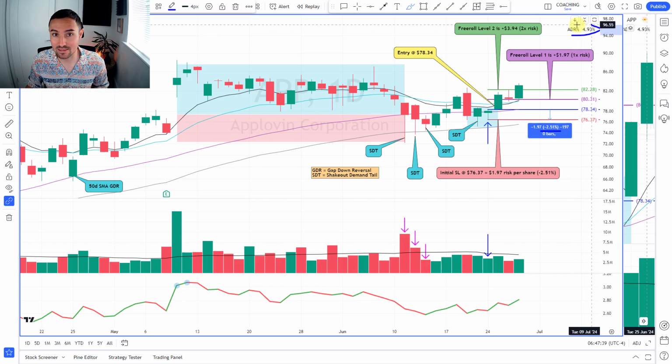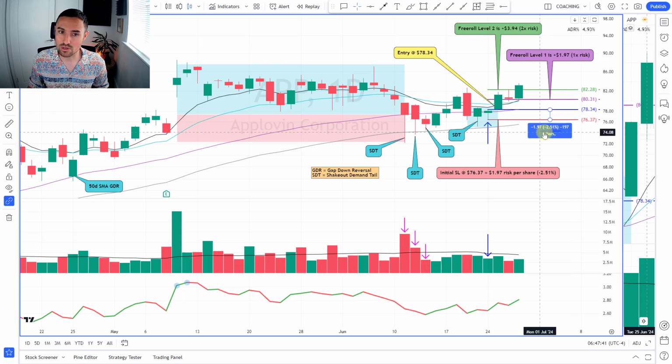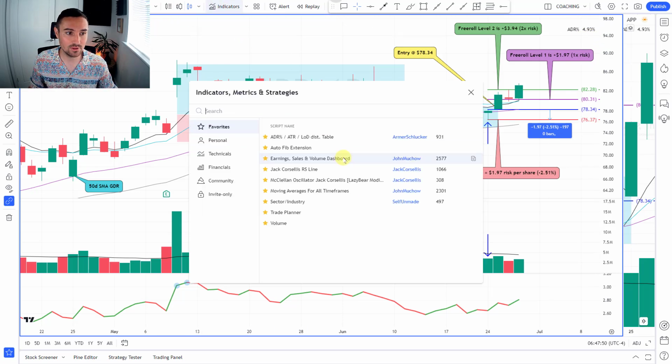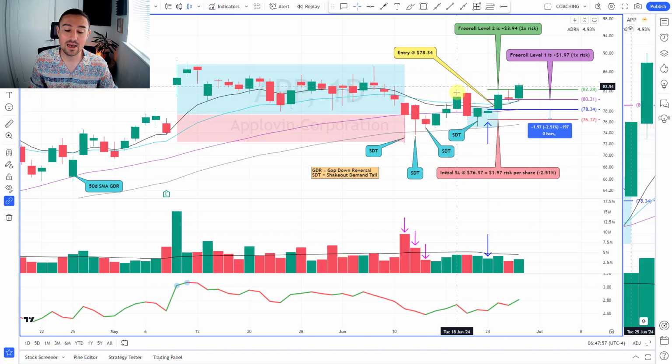Okay, but this is an important concept. Thinking about the ADR percentage in terms of the quickness of the stock, but also thinking about the initial risk, which is 2.51% relative to the 20-day ADR percentage. Now, if you want to see the 20-day ADR percentage that I use, here are the indicators. This one here, ADR percentage by Armour Schluckler. That is the one that I use there. I'll take you through the fib retracement tool, how I set that up, in a couple of minutes time as well.